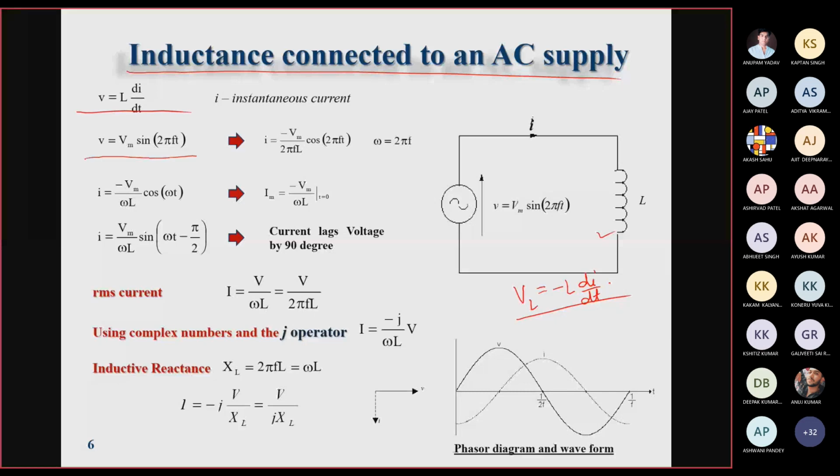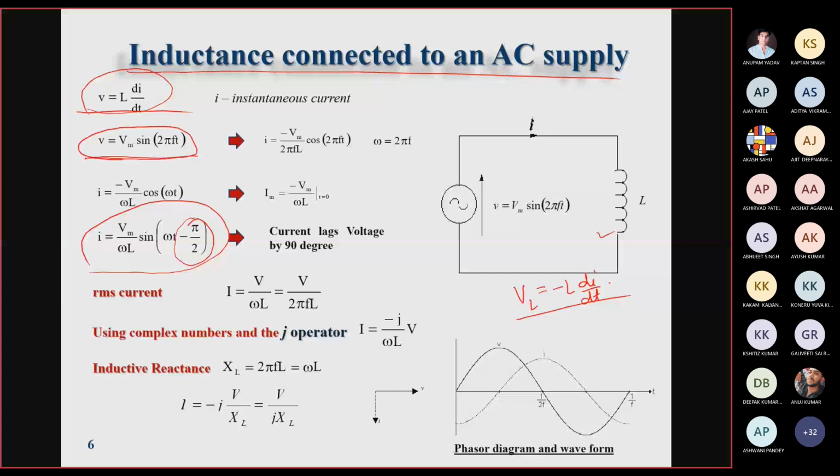So from here, V is given, so you can easily calculate the value of I by performing the integration. You will see that when we have considered V is equal to Vm sin omega t, or 2 pi ft, then after calculation of the current using this relationship V is equal to L di by dt, you will get this relationship between I and the peak value of the voltage. So you can see that the current is lagging by 90 degree with respect to the voltage, right?